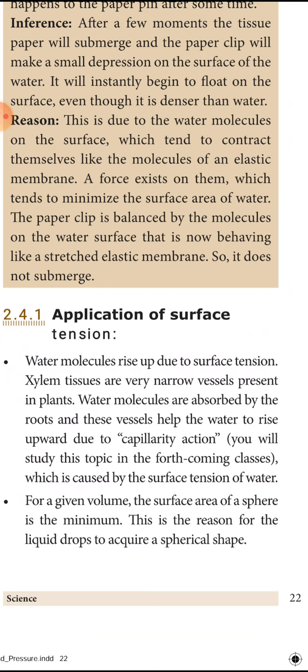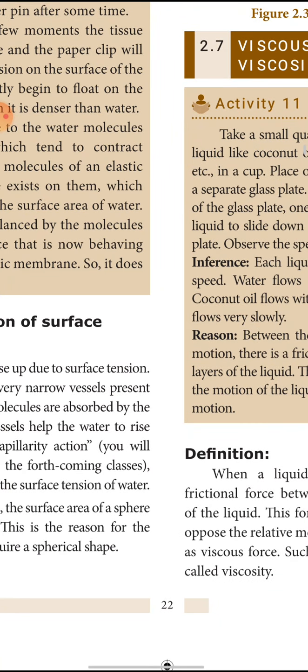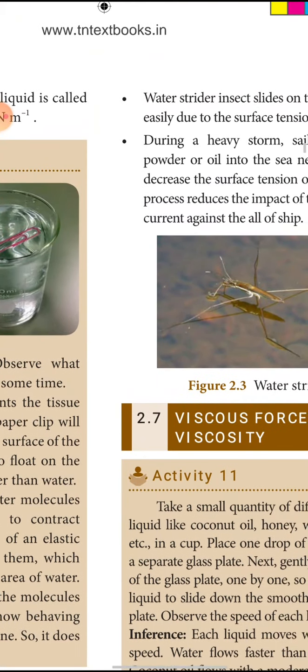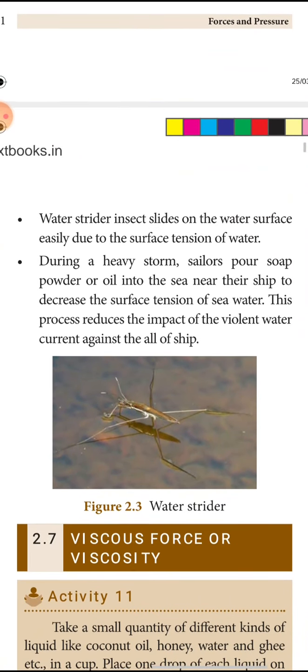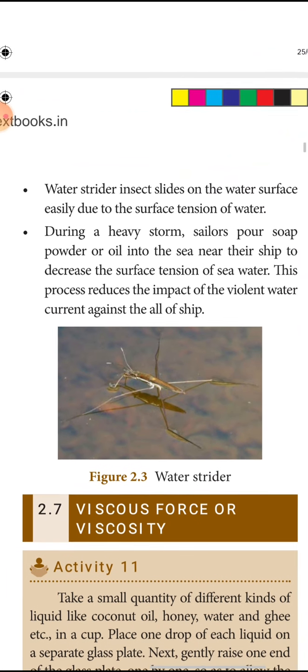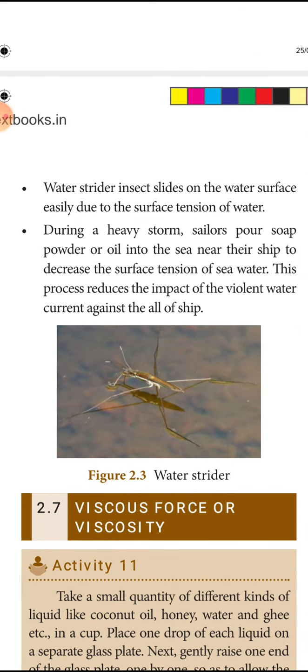For a given volume, the surface area of a sphere is minimum. This is the reason for liquid drops to acquire a spherical shape. And you can see that small insects such as mosquitoes are able to walk on the surface layer of the water because of the surface tension.